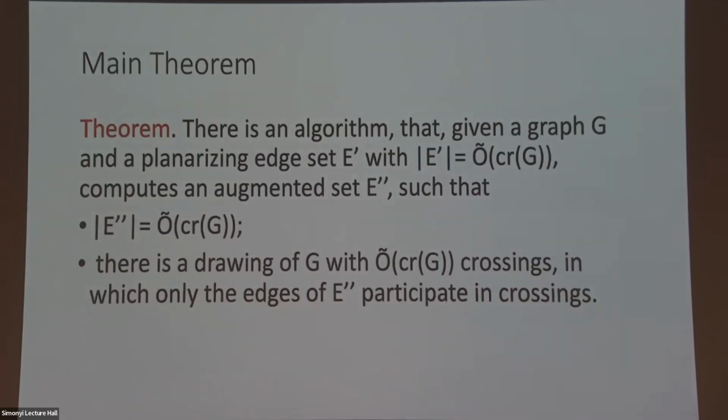So let's recall what the main theorem says. There's an algorithm that, given a graph and an edge planarizing set, we can augment it into a bigger one, but the size is still approximately the same, such that there exists a join that approximates the optimal, such that only edges of E double prime participate in crossings. This is what the main theorem says.